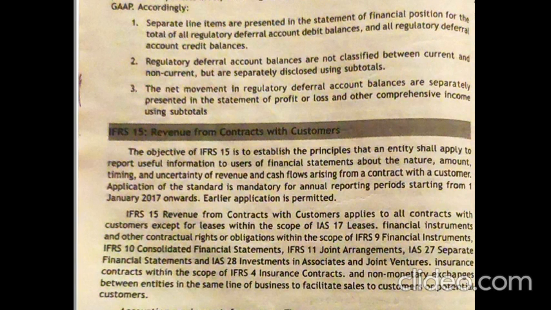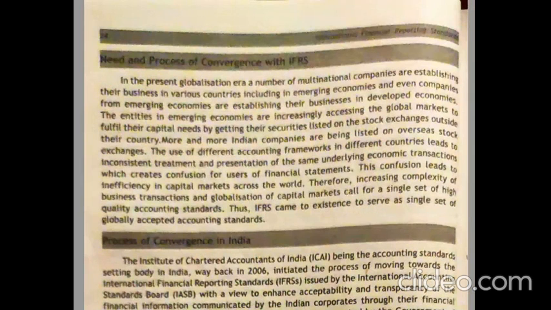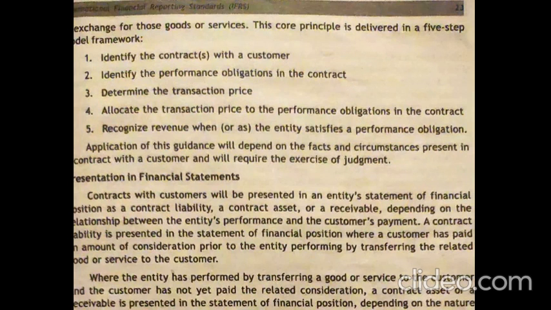So what are the 5 steps? Step 1, identify the contract with the customer. Yes, so to recognize revenue, these 5 steps should be followed. The first step is you identify the contract with the customer. So who is your customer with whom you're going to get into a contract? The second step is identify the performance obligation. Identify the performance obligation in the contract.